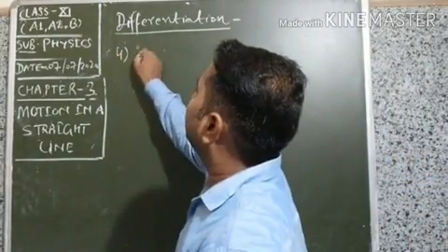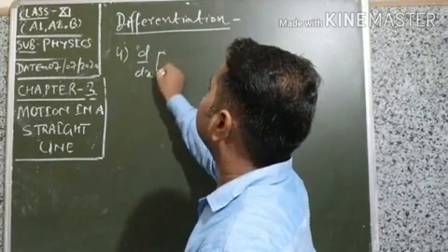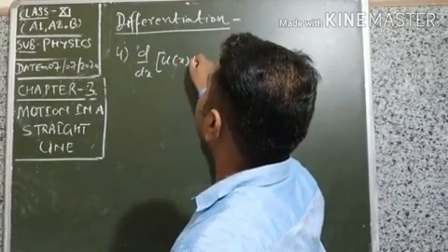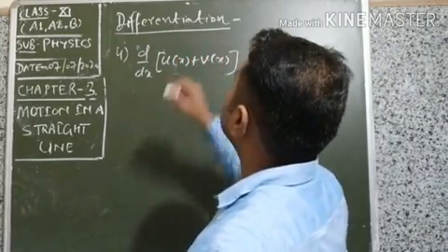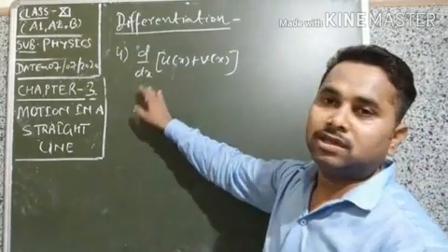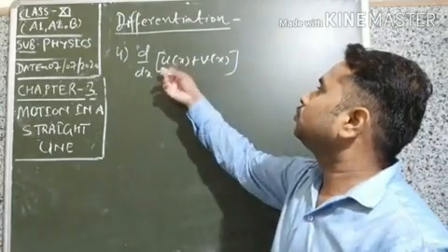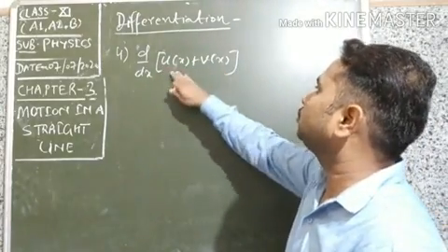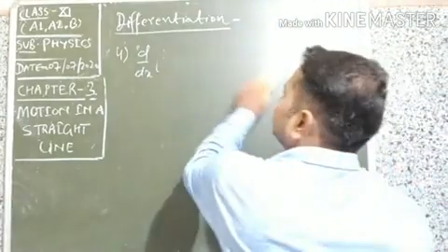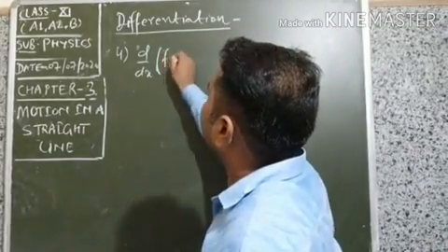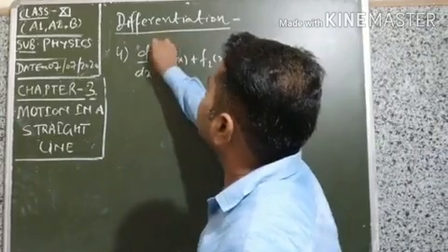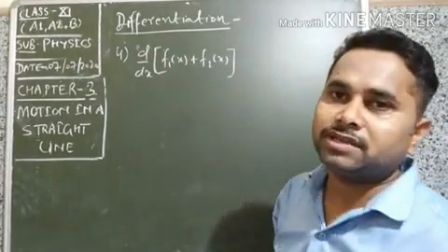Fourth, d dx of u(x) plus v(x). See here. Now we have to differentiate the sum of two functions, u(x) and v(x). These two are the functions. You can also express this in this way: f1(x) plus f2(x). There are two functions, f1(x) and f2(x).